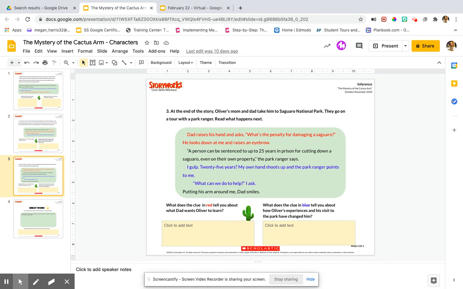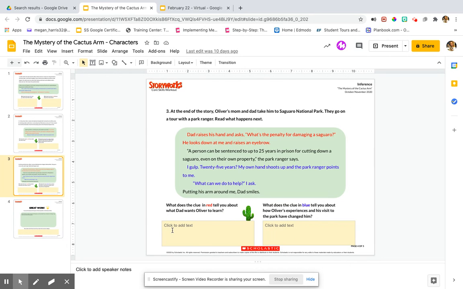So he raises his hand. Okay, he asks the question, what's the penalty? Remember, penalty is a vocab word. What's the consequence or the punishment for damaging a cigarro? And he looks down at Oliver and he raises an eyebrow. It's kind of like that look a mom or dad gives you when they know that you've been doing something wrong or they know what's going on. So what do those actions and those words tell us about what Dad is thinking?